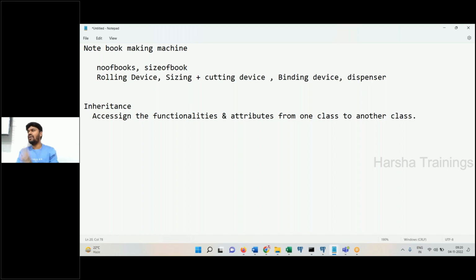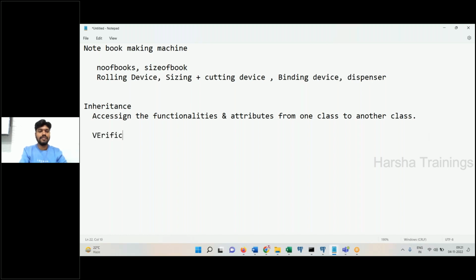In the same way, if you want to access the attributes and functional components of one class in another class, then that can be achieved with the concept of inheritance. Everyone clear? So if you consider inheritance, minimum how many classes will get involved in this concept? Minimum two. Minimum two classes, because only when you have two classes can one class access the functional features from another class, correct? So two classes are involved.